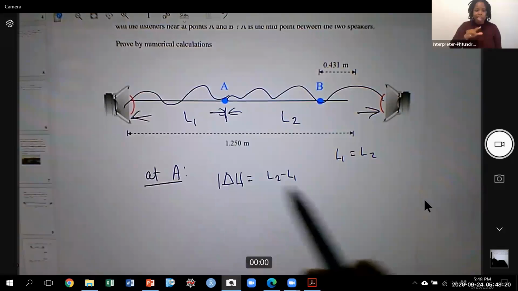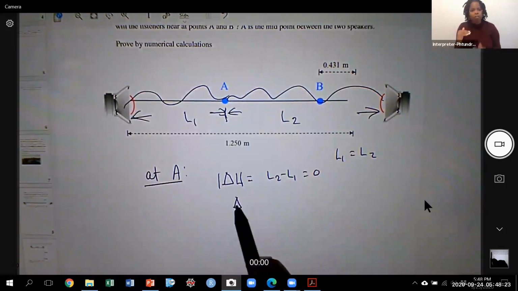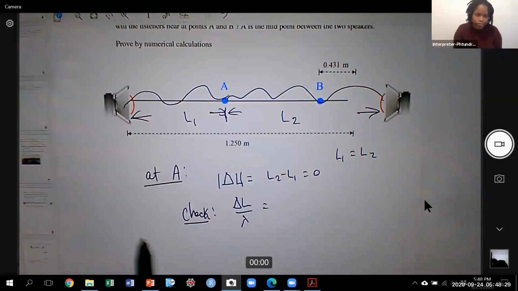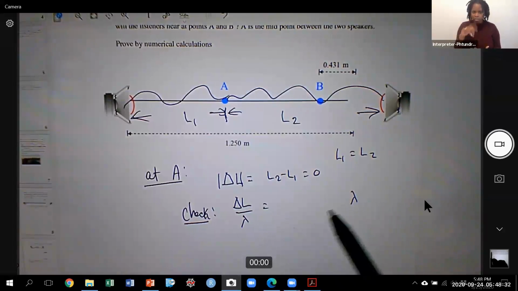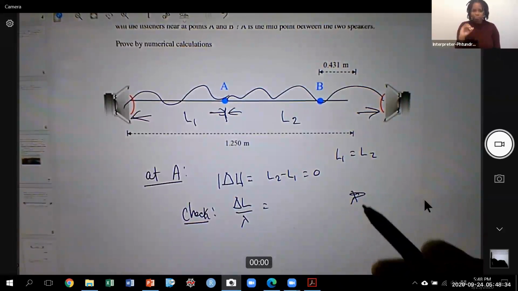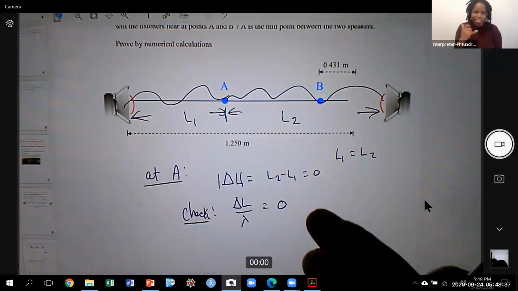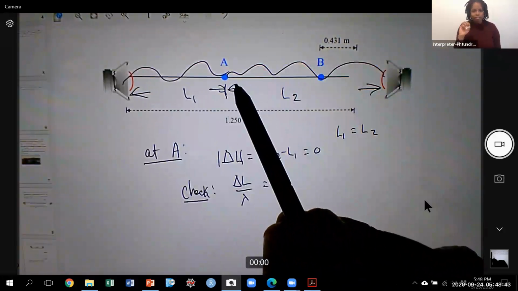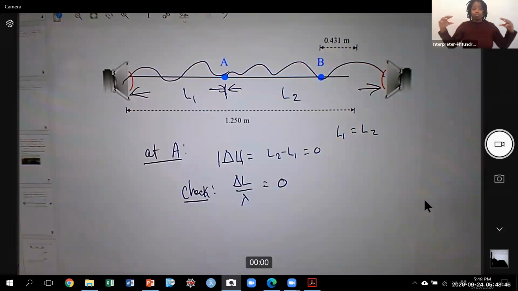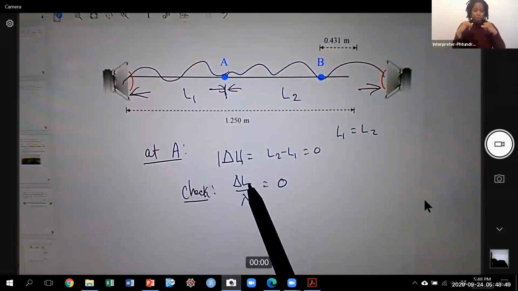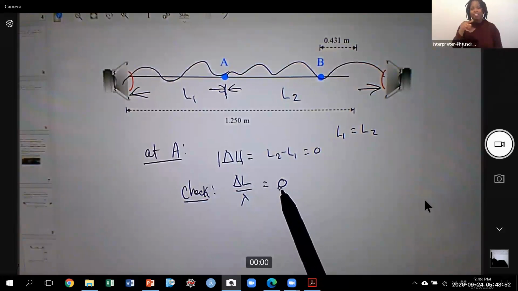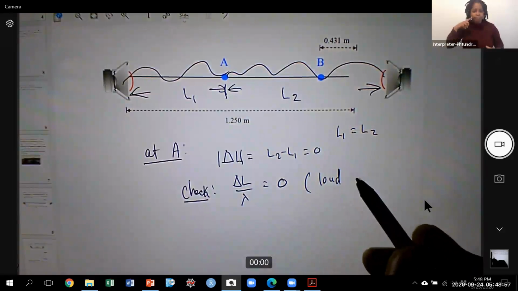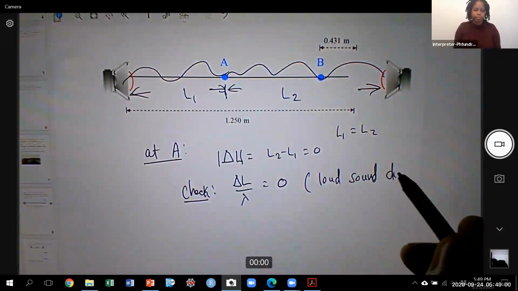You just need the magnitude. It's 0, right? Then take the ratio, because eventually you have to check this ratio. And what is lambda? No matter what lambda is, it doesn't matter. It's always 0. So that means it's constructive interference, because the two sound waves reaching here will always meet in phase, because this ratio is 0, equal path difference. So it's a loud sound. You will hear a loud sound.